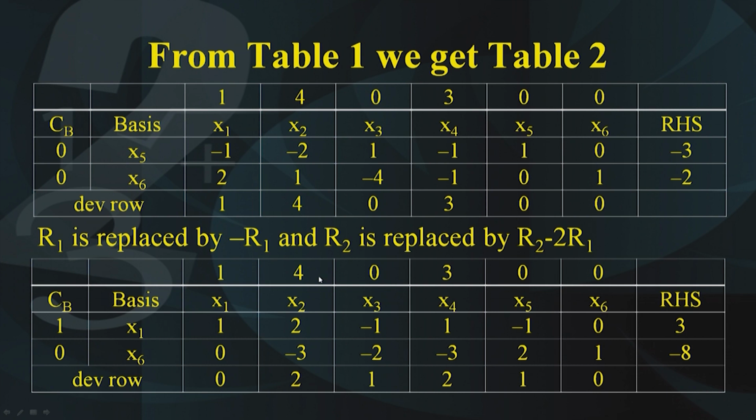Similarly, 4 minus (1, 0) multiplied by (2, minus 3), which comes out to be 2, and similarly 0 minus (1, 0) multiplied by (minus 1, minus 2), which comes out to be 1. Similarly, 3 minus (1, 0) multiplied by (1, minus 3), which comes out to be 2, and then 0 minus (1, 0) multiplied by (minus 1, 2), which is 1. And finally the x6 variable is a basic variable, so the entry is 0. That is how we have obtained table number 2 from table number 1.